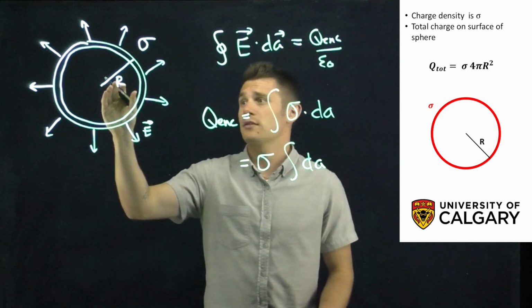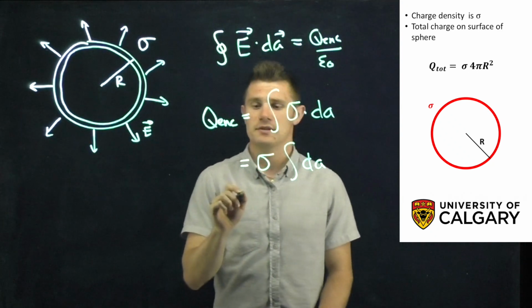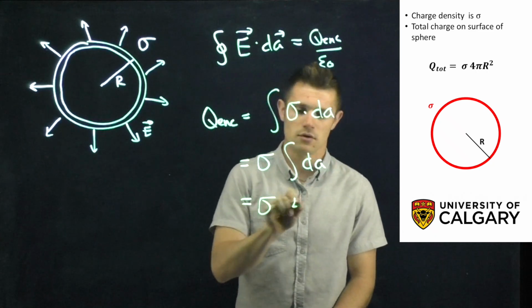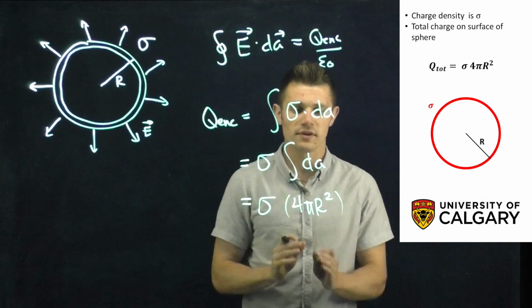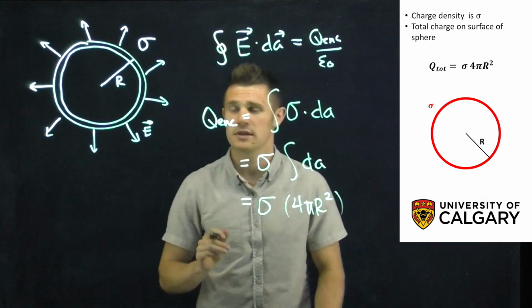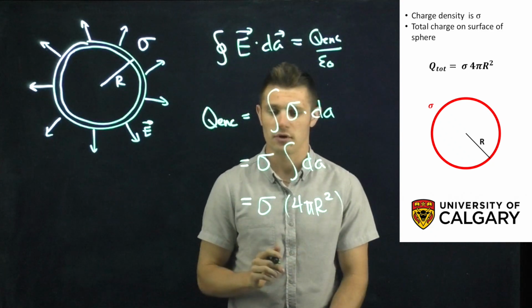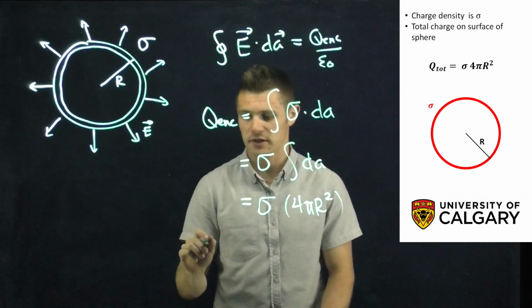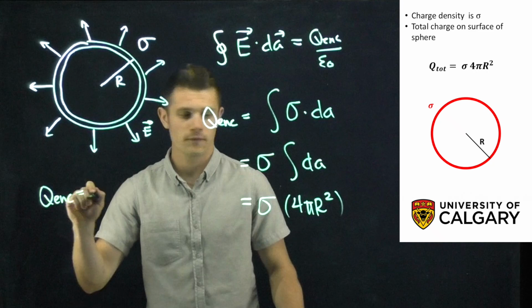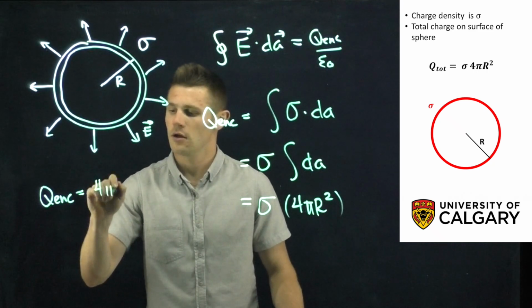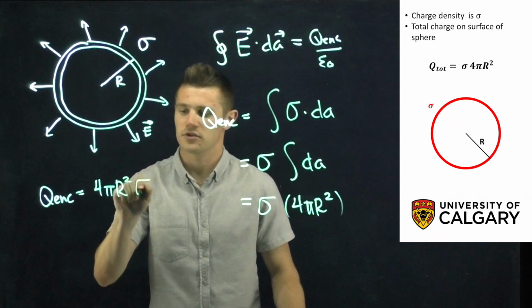And we recognize again that the sphere has radius r, and the surface area of our sphere of choice with radius r is just 4 pi R squared. So our enclosed charge becomes, we'll write it down here to save space, just 4 pi R squared times the charge density sigma.